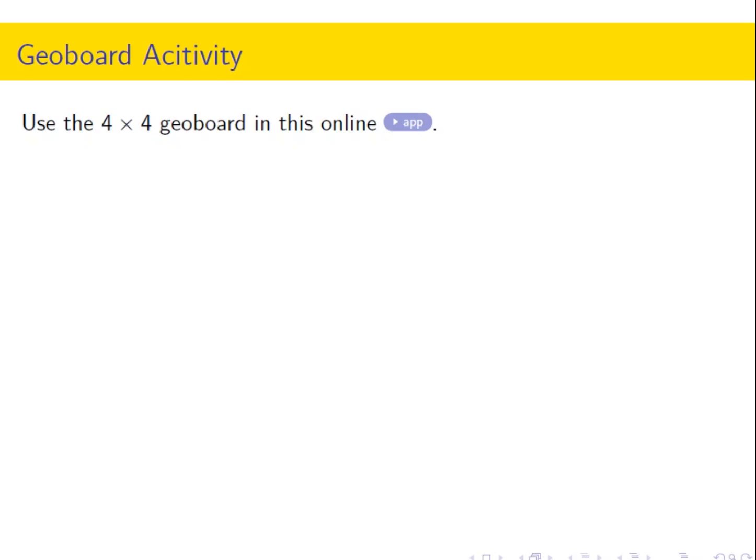For our final example, I'm going to ask you to play around with an interactive app called a geoboard, and the link is in D2L. It's also in this handout. If you're looking at it in digital form, you can just tap on it.